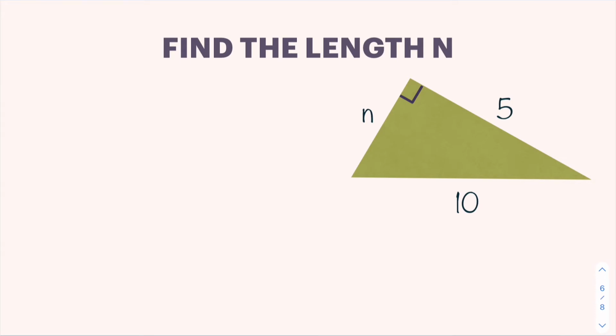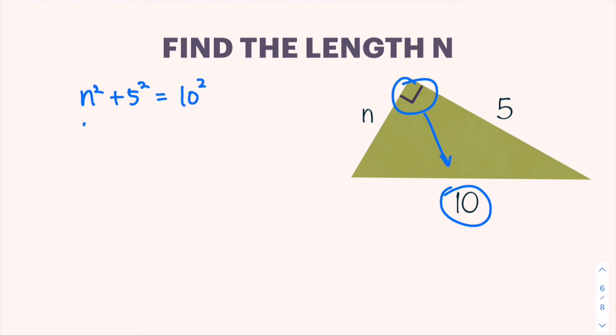This example is similar to what we've done before. Find the length n. And here, the first thing that we check, as before, is that it has a right angle, which is good. And now, what is our longest side? It is opposite our right angle, so it is 10. So the Pythagorean theorem says that n squared plus 5 squared is equal to 10 squared. N squared plus 5 times 5, which is 25, is equal to 10 squared, 100.